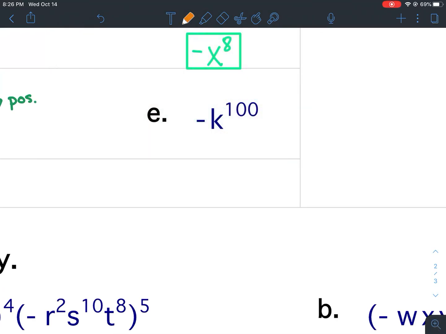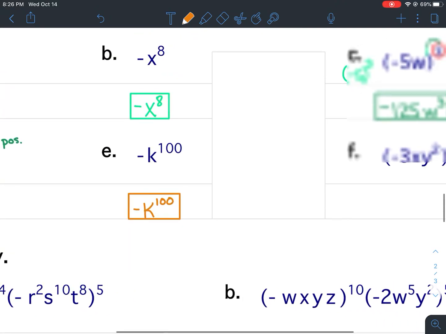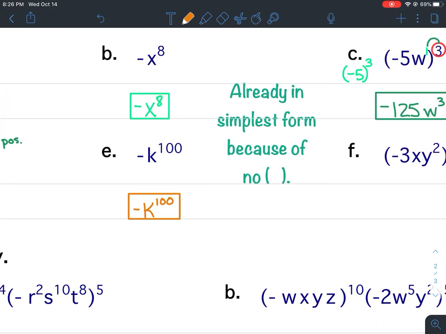For E, yes, my exponent is an even number, but once again, there are no parentheses. And if there are no parentheses, it is already in simplest form. So it would stay -k to the 100th power. So again, for B and E, it is already in simplest form because of no parentheses. Pause your video and write that down.